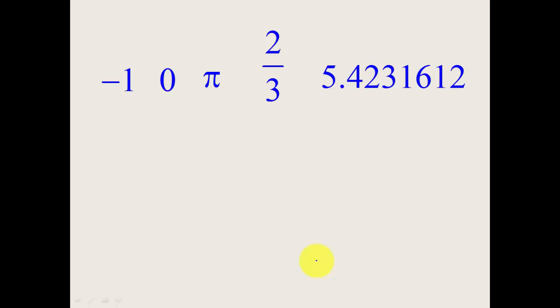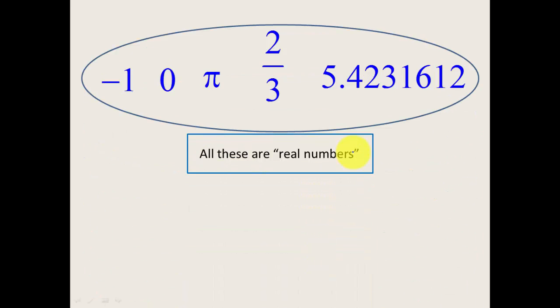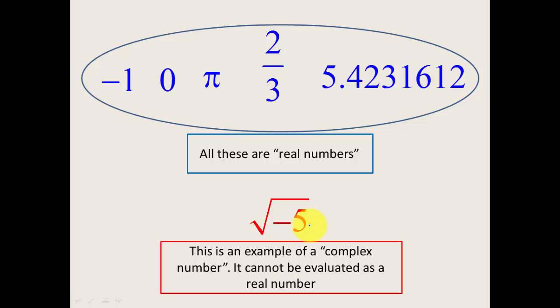All these numbers, you can see here, have one thing in common. They are all known as real numbers. This number in red, however, is not a real number. It is called a complex number. And it is this type of number that we're going to look into in more detail in this video.